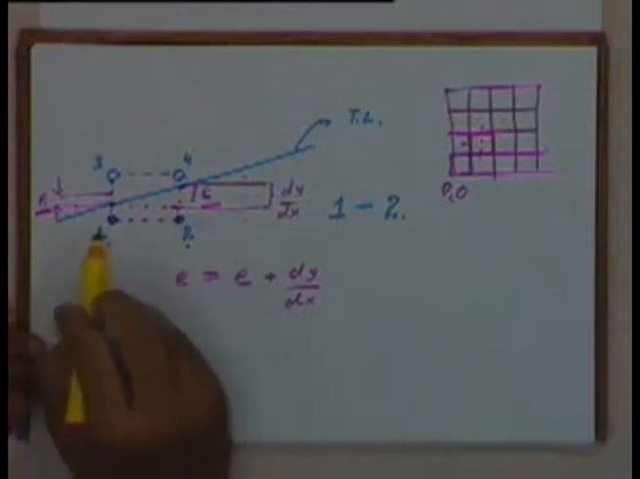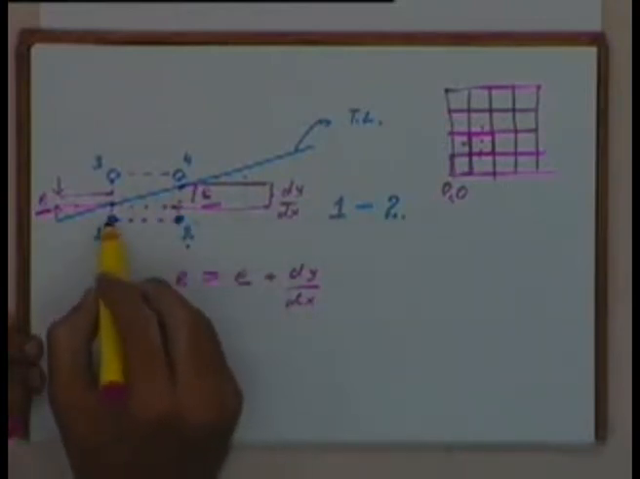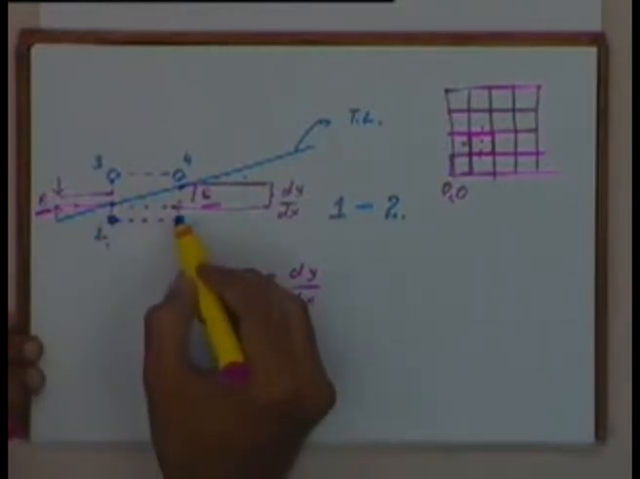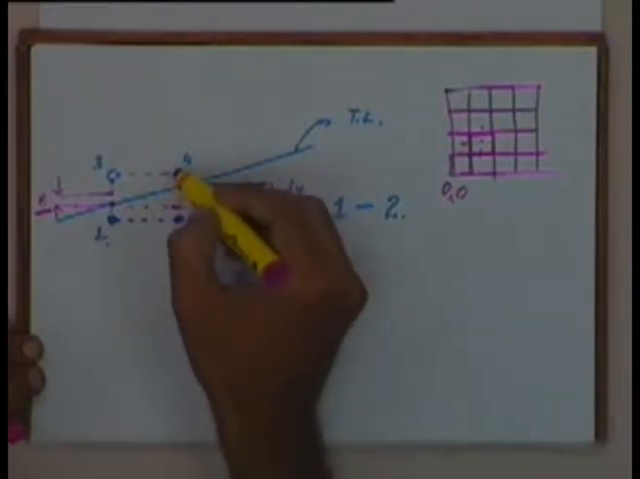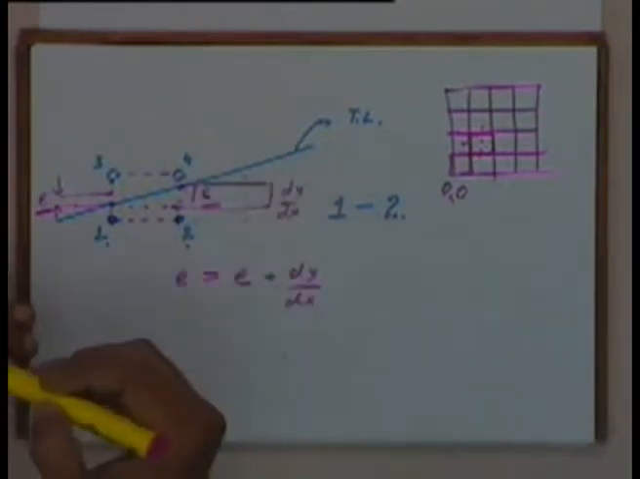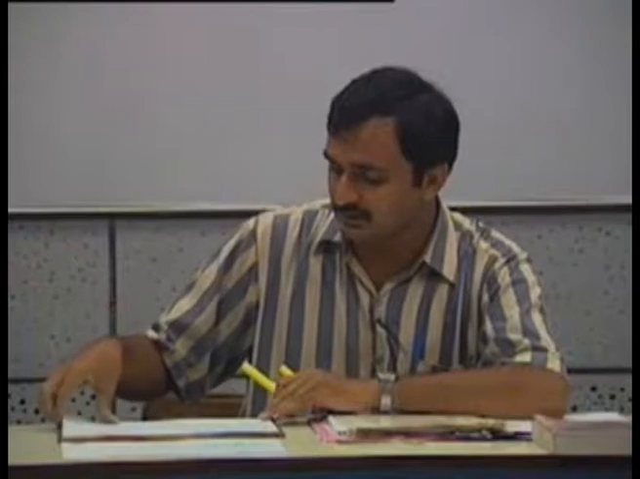But there is another way in which the pixels can be displayed. Right now I assumed that this was the first pixel and the second pixel was this one. There is no reason for that to be true. The second pixel can actually be this pixel. Okay, we'll just see what happens in that case.